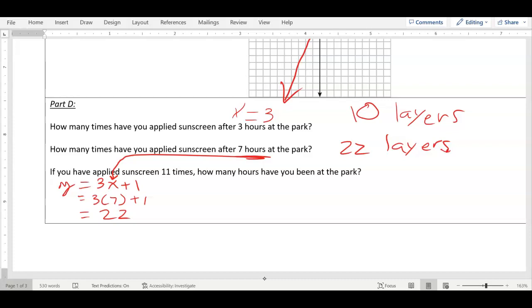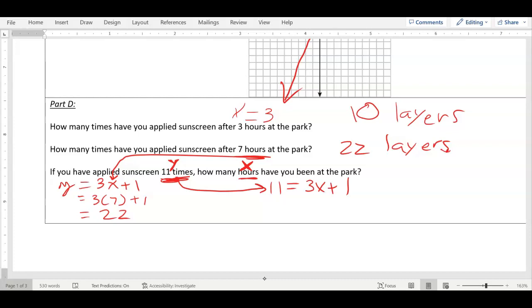All right, now, please be careful on this last question. The last question is not saying, what about after 11 hours? What does it say? If you applied sunscreen 11 times, if you have 11 layers, how many hours? They're saying if the y value is 11, what would your x value be? This is tricky. You've got to think backwards. So check it out. You're going to put 11 in for your y value, and that's going to equal the equation 3x plus 1. Do you see how the 11 is here, and that equals 3x plus 1? You should be able to solve this.